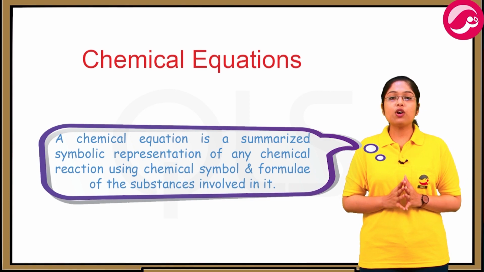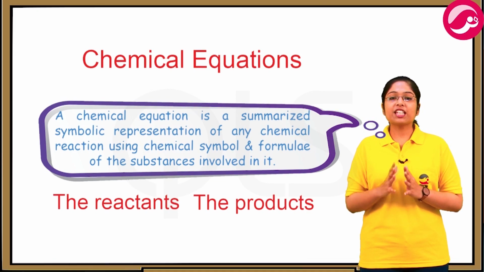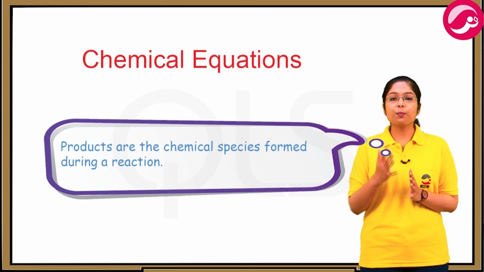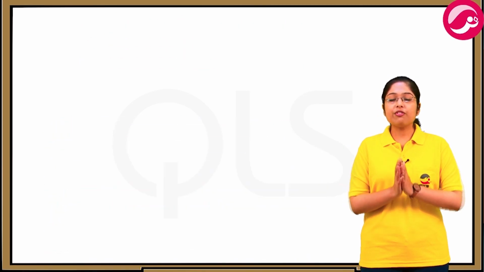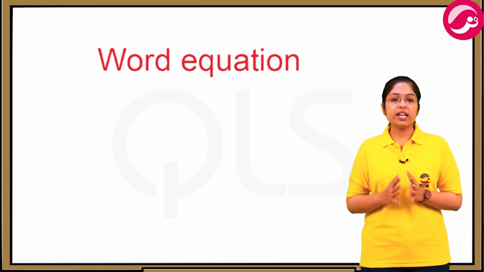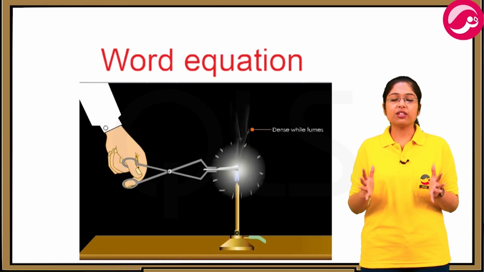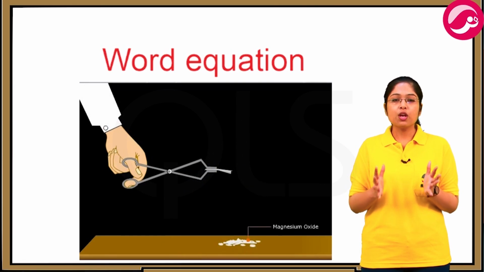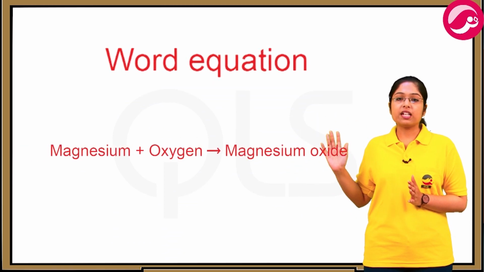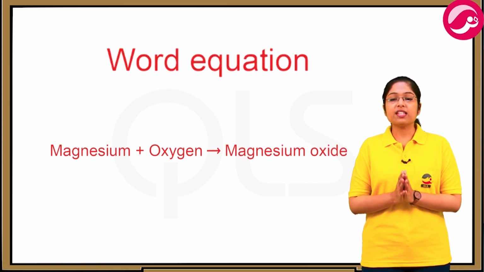A chemical reaction involves two types of chemical species, the reactants and the products. Reactants are the chemical species which react, जो आपस में react करते हैं and form one or more new substance, that is product. The basic way to summarize any chemical reaction is by writing its word equation. For example, when magnesium burns in the presence of oxygen, it actually reacts with oxygen to produce magnesium oxide. To summarize this whole reaction, हमने एक paragraph में उस पूरे reaction को पढ़ा. So to summarize this whole reaction, we can write it as magnesium plus oxygen to give out magnesium oxide. Here, magnesium and oxygen are both reactants and magnesium oxide is the product.